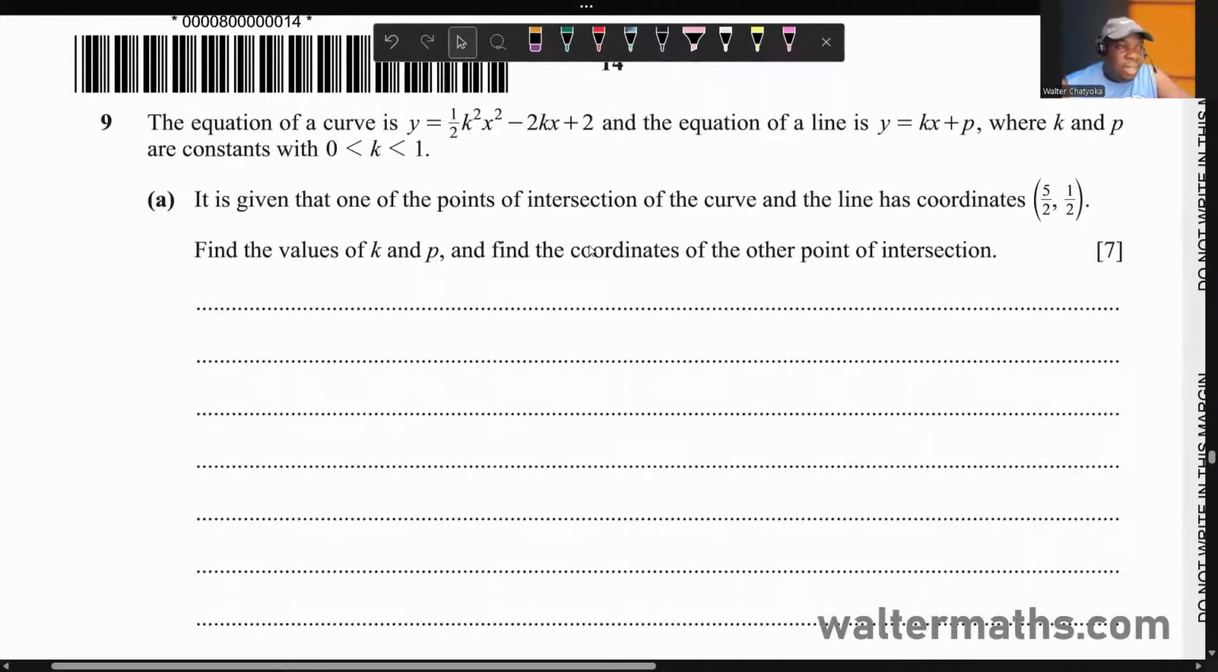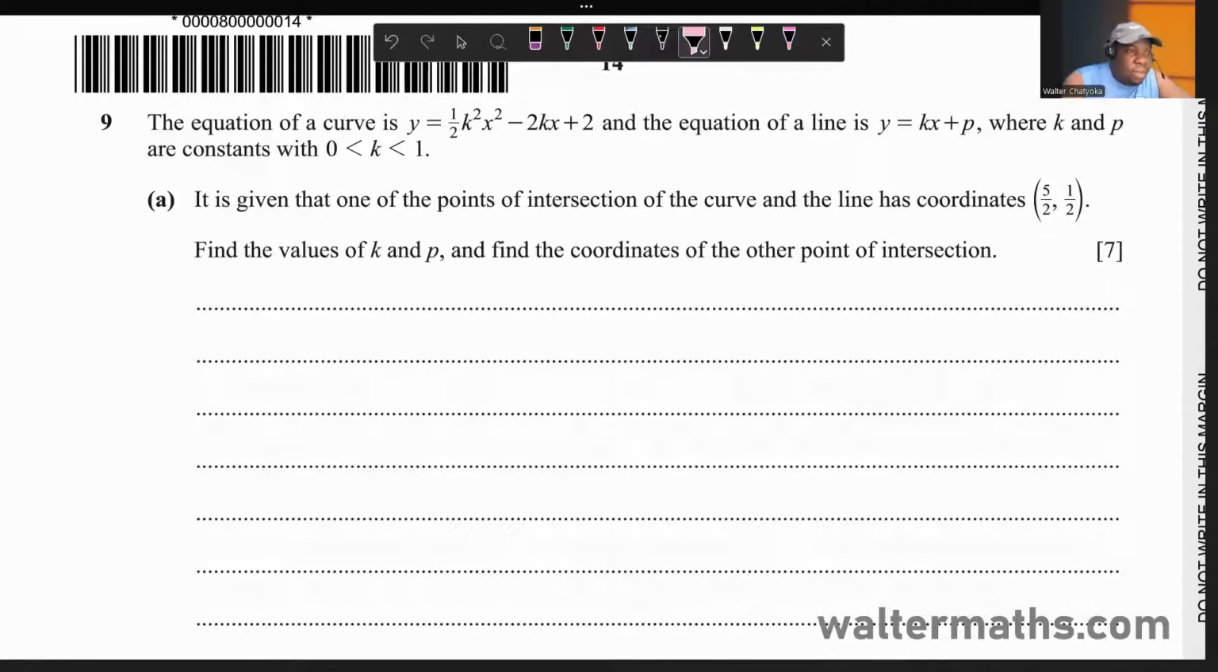On number 9, it says the equation of a curve is y is equal to half k squared x squared minus 2kx plus 2, and the equation of a line is y is equal to kx plus p, where k and p are constants with k ranging between 0 and 1. It is given that one of the points of intersection of the curve and the line has coordinates 5/2, 1/2. Find the values of k and p and find the coordinates of the other point of intersection. All right. So let's work on this particular type of question.